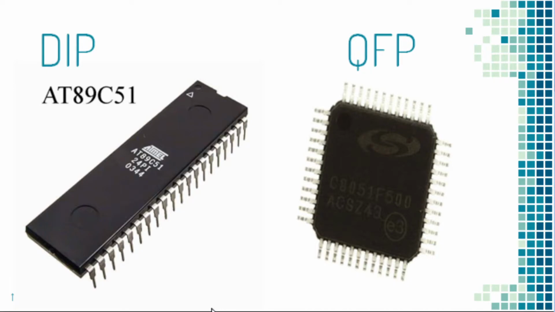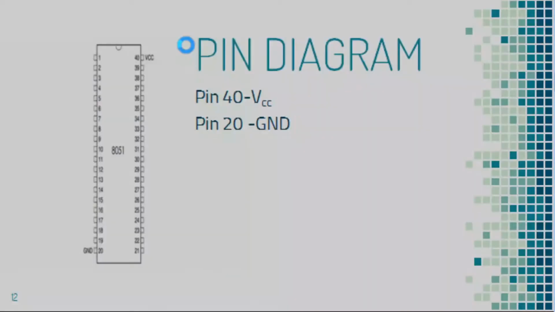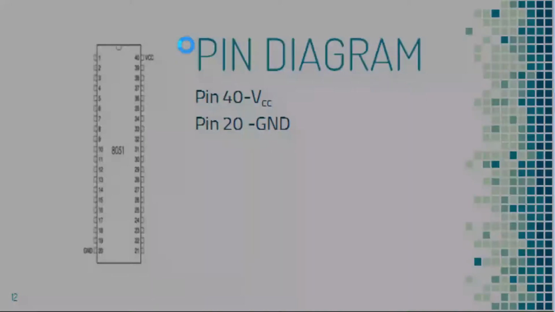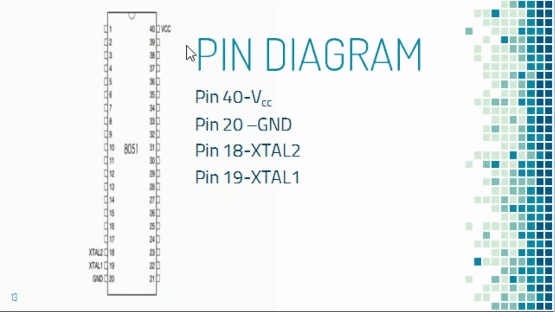These are the two packagings, DIP and QFP. DIP stands for dual inline package and QFP stands for quad flat package. Pin 40 and pin 20 are the VCC and the ground respectively. Between pin 18 and pin 19 we connect the crystal oscillator which supplies the clock.